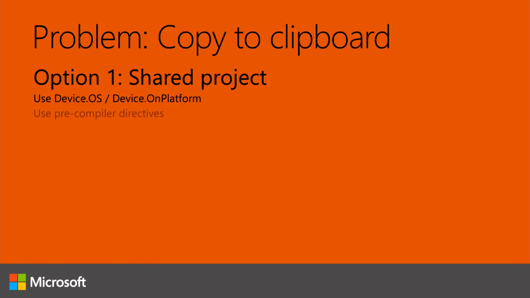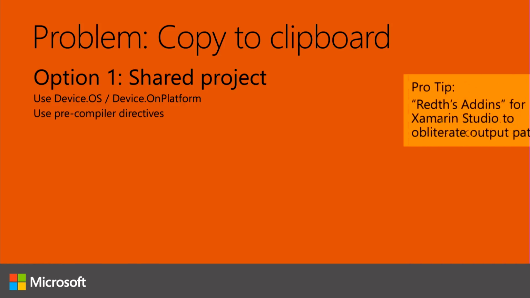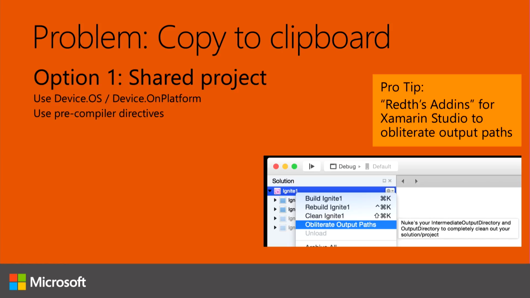So I was making use of device.os and the precompiler directives. I'll refer to it as a pro tip at this point. I spend most of my time in Visual Studio. If I try and do an iOS rebuild from Visual Studio, relatively frequently it fails because of some file locking issues in my obj folder.